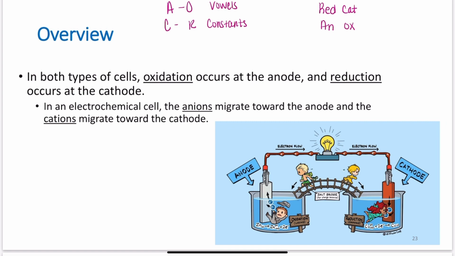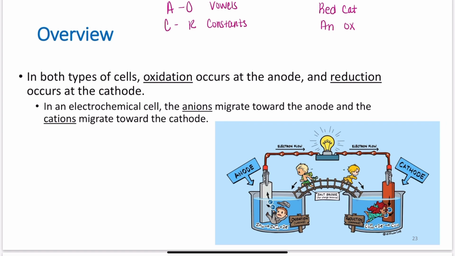No exceptions. It does not matter if we're talking about a voltaic cell or galvanic cell. Oxidation is at your anode. Reduction is at your cathode always. It does not matter what type of cell we're looking at. If you are at the cathode, the species is being reduced. The other thing is that the anions always migrate toward the anode, and the cations always migrate towards the cathode. Electrons always travel anode to cathode. I remember that because I think about the alphabet going A to C.